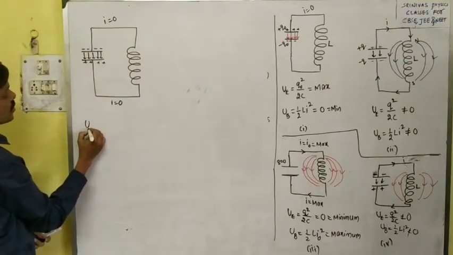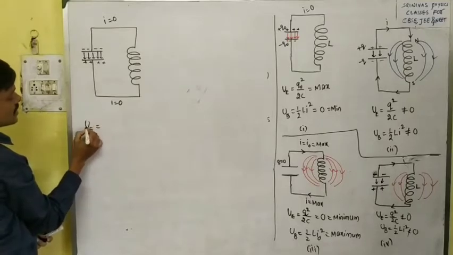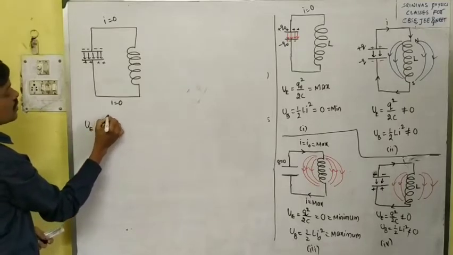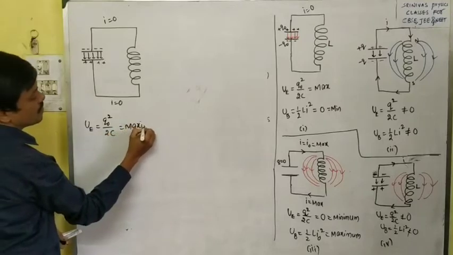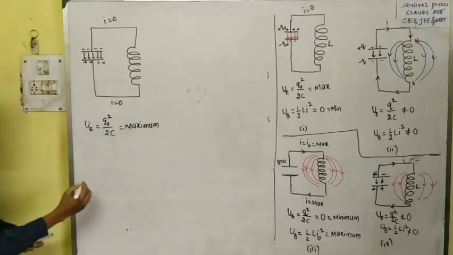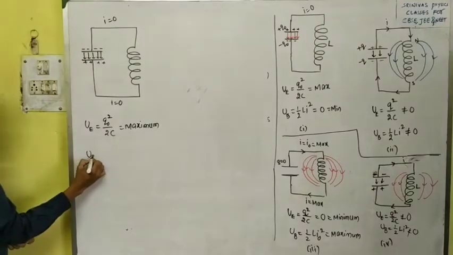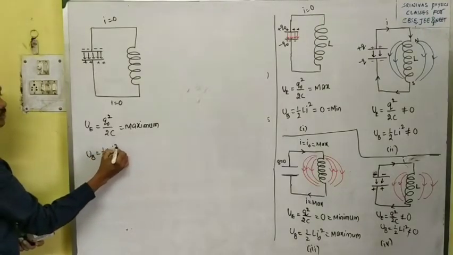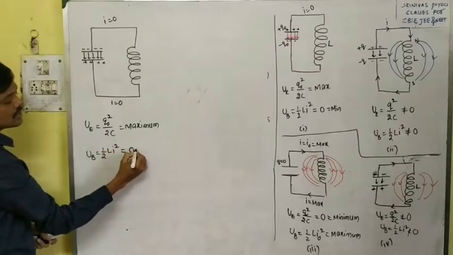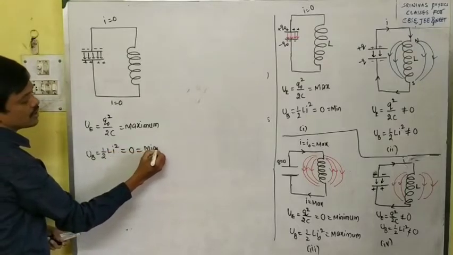That's why the energy stored in the capacitor, that is electrical energy, U_E, is Q naught square by 2C. This will become maximum. And the magnetic energy stored in the inductor is half L i square, but the current is 0. That's why the energy stored in the inductor is 0, this is minimum. Okay.